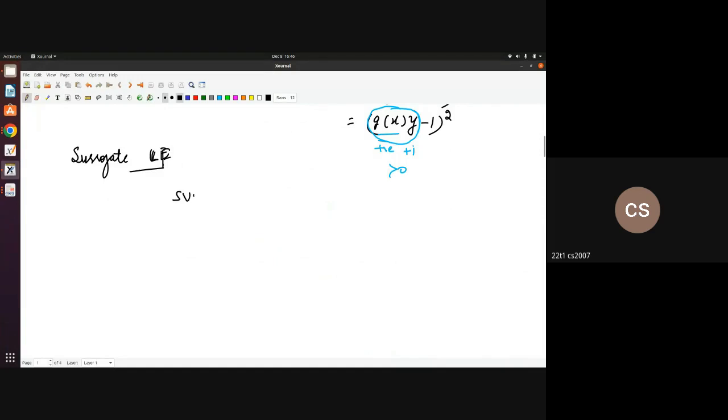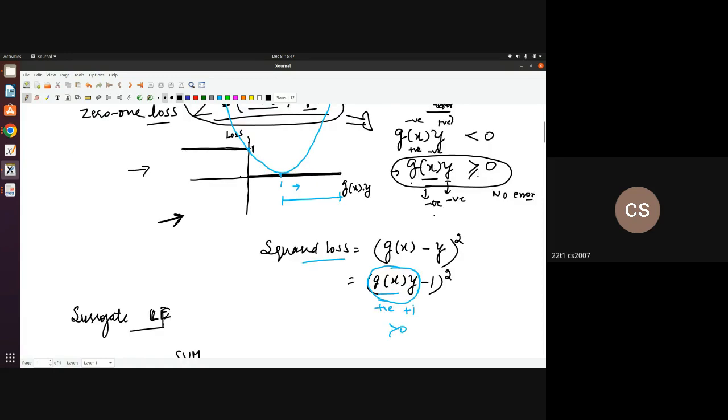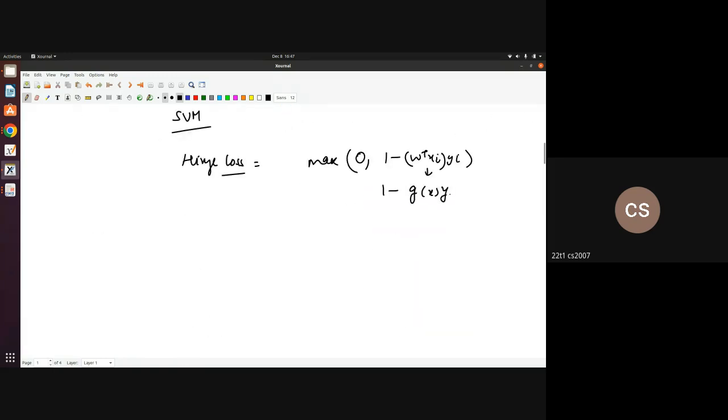For example, let's look at SVM. In SVM, we use hinge loss, right? So hinge loss is max of 0 and 1 minus W transpose Xi Yi, right? This is your hinge loss, which is used in SVM. If you look at hinge loss, W transpose Xi Yi is actually the same as g(x)y, so we can write it as 1 minus gxy, right? So we can write it in those terms.